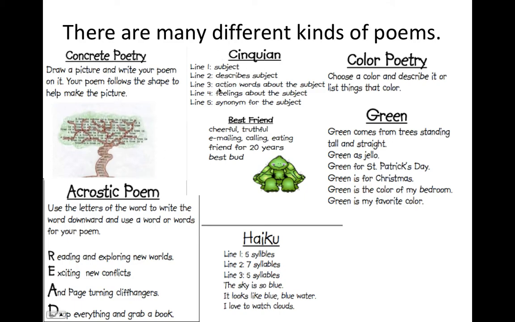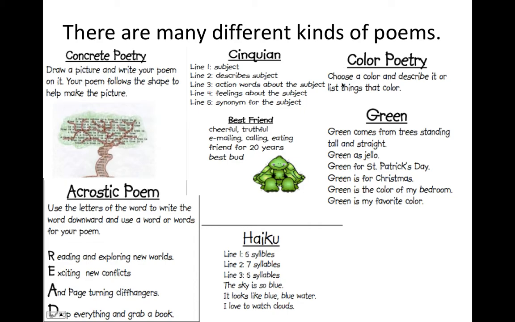This one is a cinquain poem, and it tells you what you need to do on each line of the poem. Like on line 3, it says you need action words about what you're writing about, and line 4 says you need to put some feelings about what you're writing about. So there's a little bit more of rules for this one.